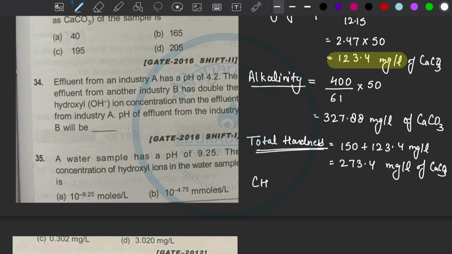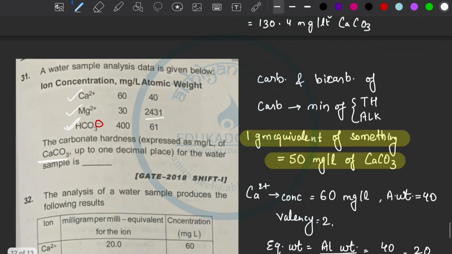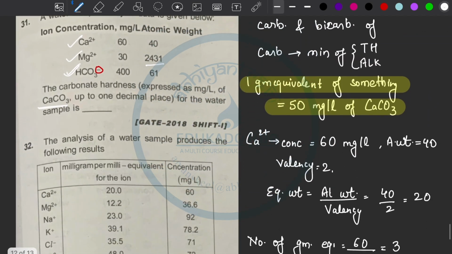And carbonate hardness is what? Minimum of total hardness and alkalinity. So the carbonate hardness will be equal to 273.4 milligram per liter. Let's see, there is no answer given, it is a numerical type answer. So the answer will be 273.4 milligram per liter of CaCO3.